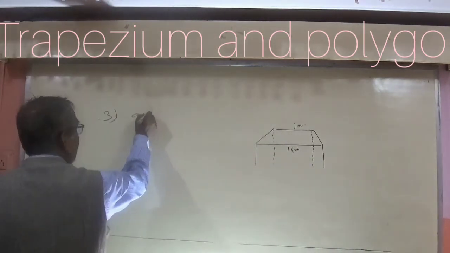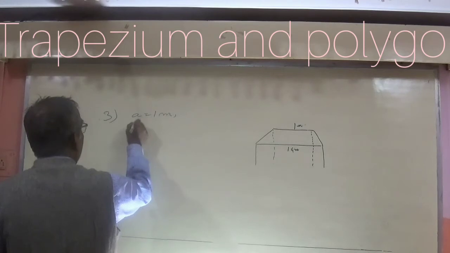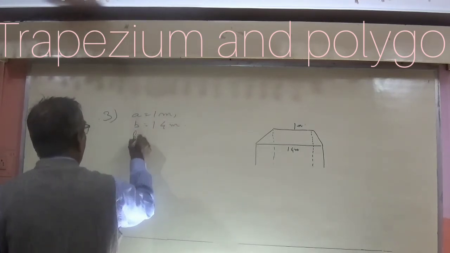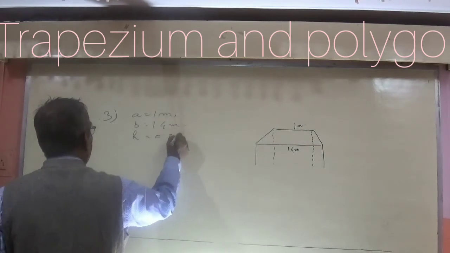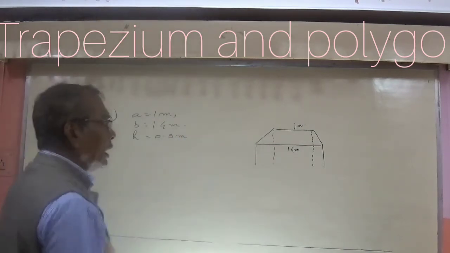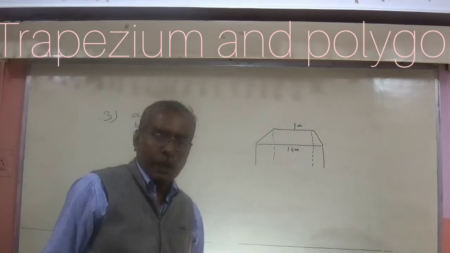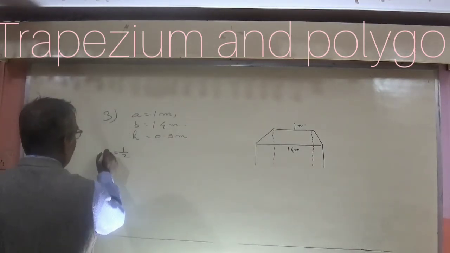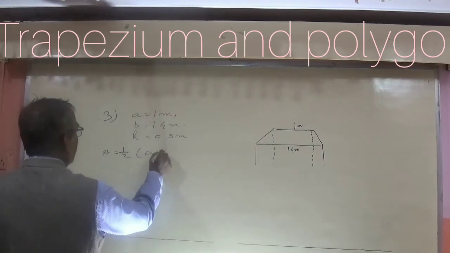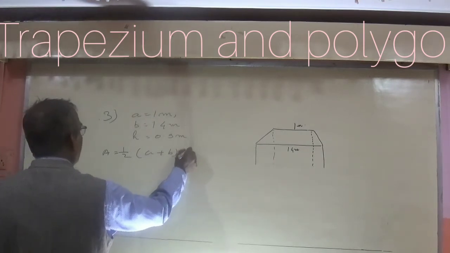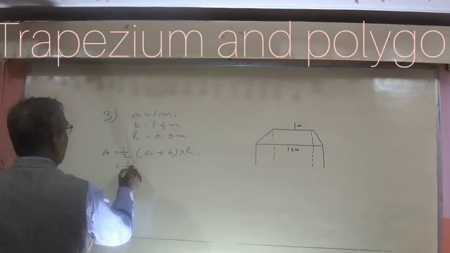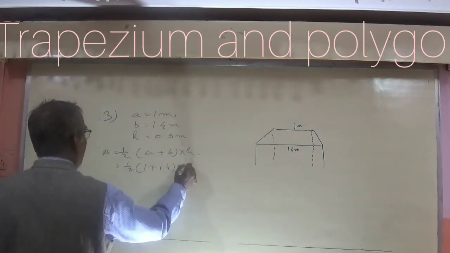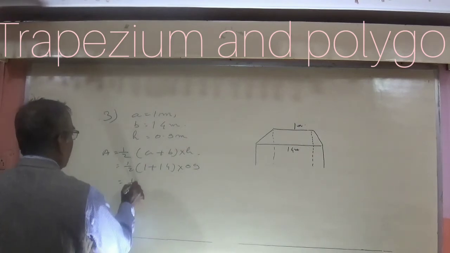That is, A is equal to 1 meter, B is equal to 1.4 meter, and the height is given as 0.9 meter. You have to find the area of the top of the table, which is in the shape of a trapezium, so its area will be equal to half into A plus B into H, which is equal to half into 1 plus 1.4 into height 0.9.